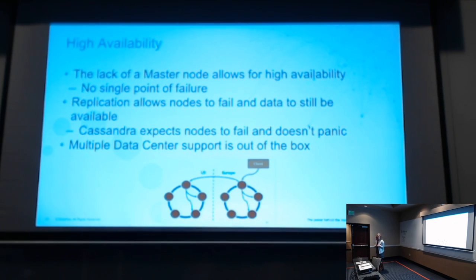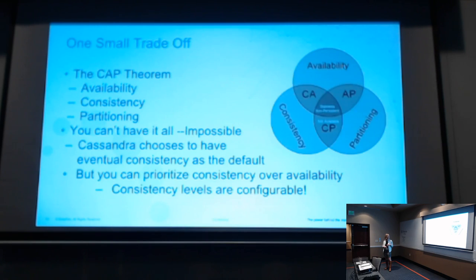So let's talk about high availability. So again, this lack of single point of failure, this lack of a master node allows for high availability. So replication allows nodes to fail and data to still be available, right? Because now my data is distributed across nodes. If I lose one, I'm still good to go. So Cassandra expects nodes to fail and it doesn't panic. So multiple data center support is also right out of the box, even multi-cloud support.